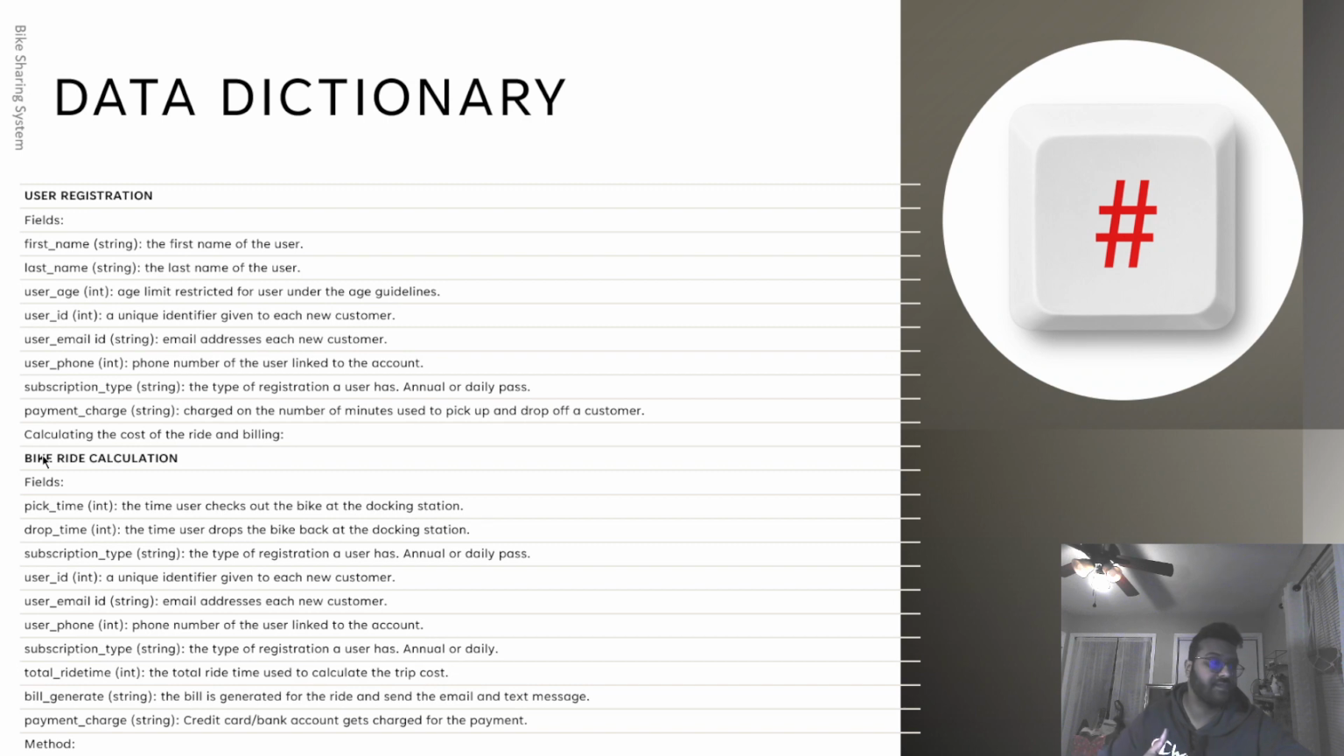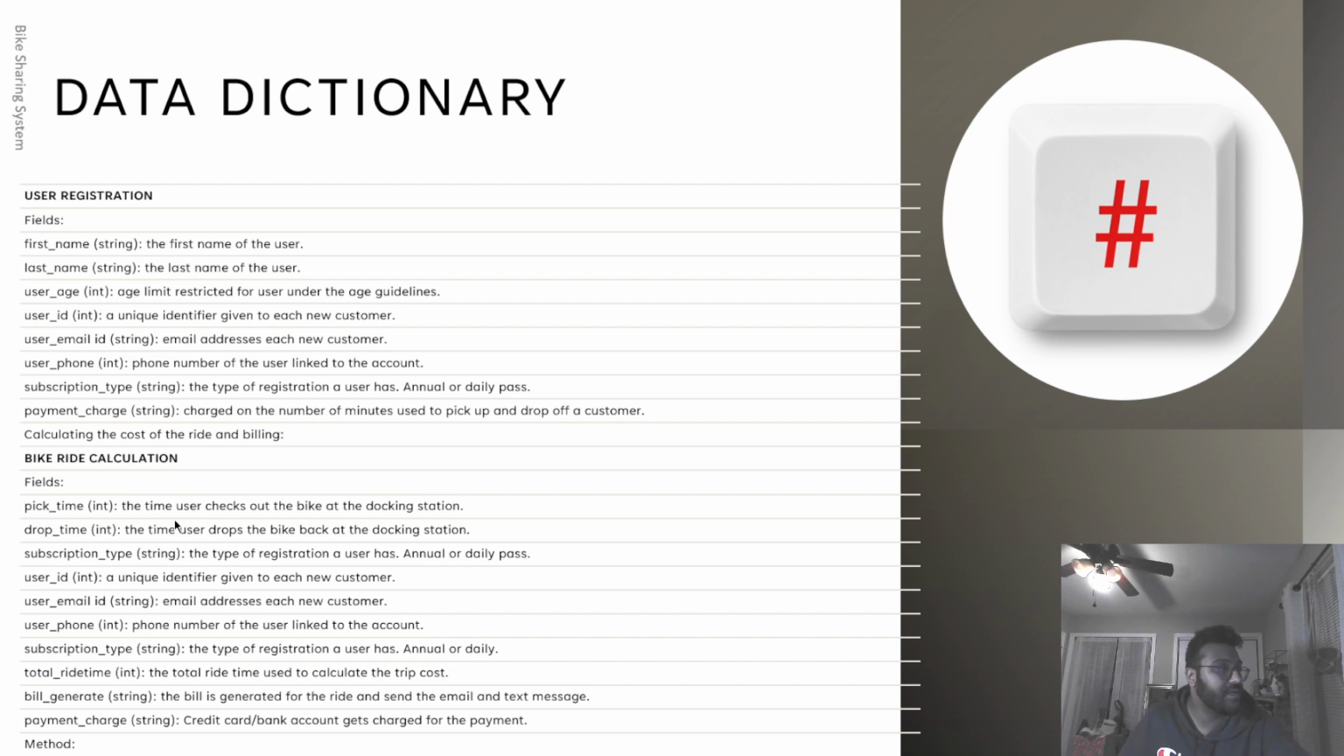To calculate the cost of the ride, we look at the pickup time, the drop time, the subscription type, again the subscription model that is used, the annual pass, the daily pass, the ID, the email, phone, subscription type, the total ride time that's taken, the difference between the pickup and the drop time, that's your ride time. And then of course the generation of the bill, so based on their subscription, what is the amount that is charged, and then of course the payment that is charged to the account.